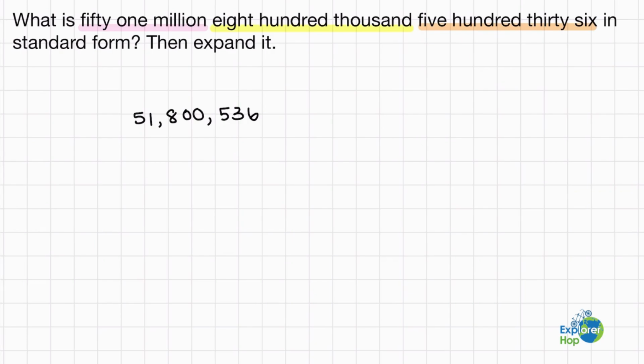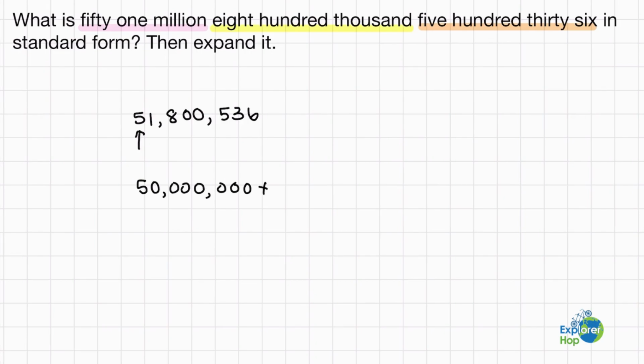Now let's expand it. Expanding is essentially just breaking down the number into different parts. So we'll take the first part. Well, we see 5 is the first digit, and after 5, there are 1, 2, 3, 4, 5, 6, 7 digits. So it's really simple. We'll just add 7 zeros after 5. 1, 2, 3, 4, 5, 6, 7.